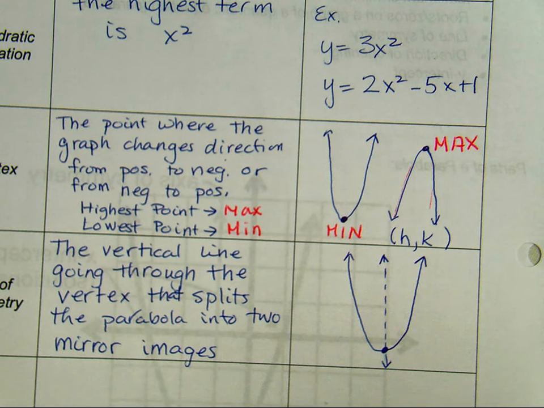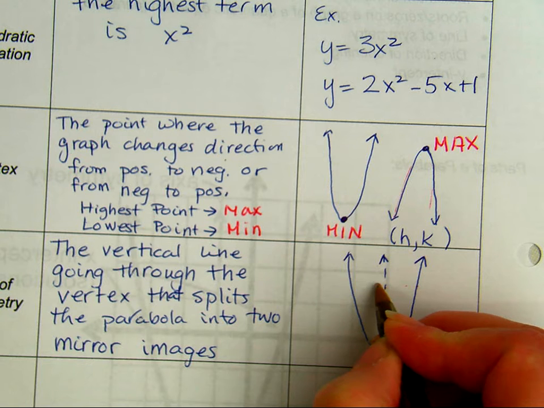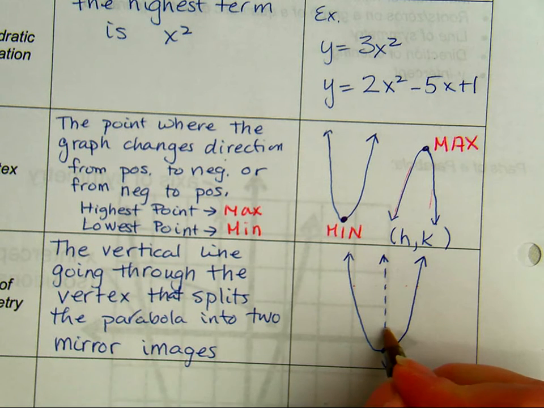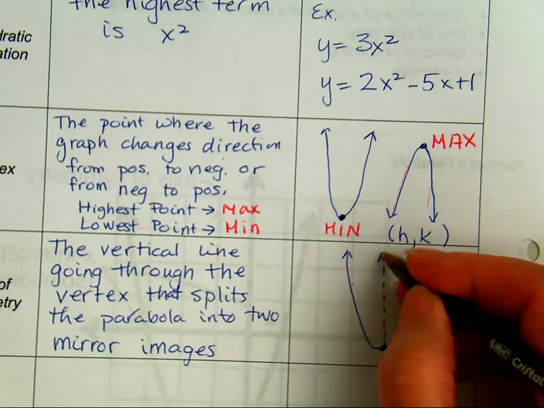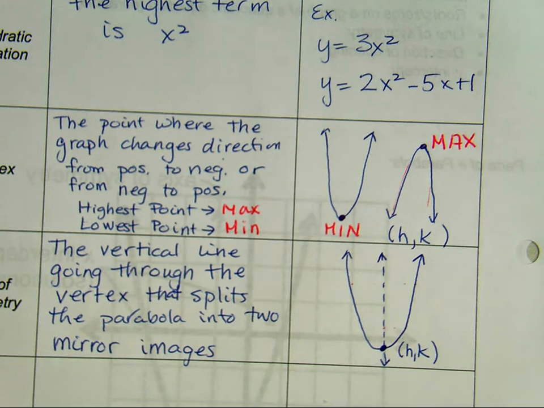So, for instance, a point over here would be 1, 2, 3 to the right. So there'd be another point 1, 2, 3 to the left. Or here I could find a point 1, 2 to the right, then 1, 2 to the left. So this line goes through the point (h, k). We talked about that, that's the vertex.